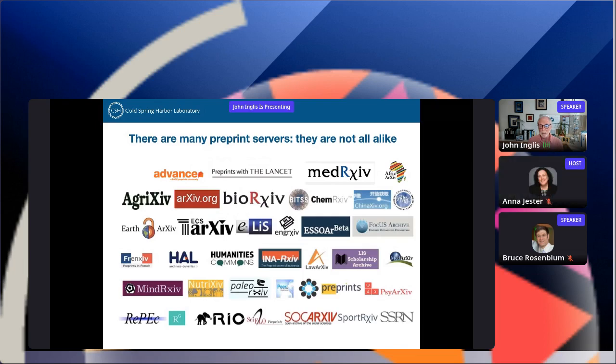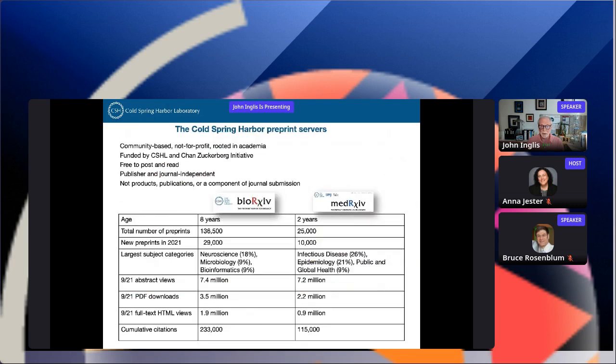There are many different kinds of preprint servers. They offer the chance to different communities, to different disciplines, sometimes different languages or different countries. They do not work all the same, and I am really only going to talk about the Cold Spring Harbor preprint servers that are focused in biology, bioRxiv, and medical sciences, medRxiv. These are not-for-profit projects that have their roots in an academic institution, Cold Spring Harbor Laboratory, that has really been serving the research community for more than 100 years.